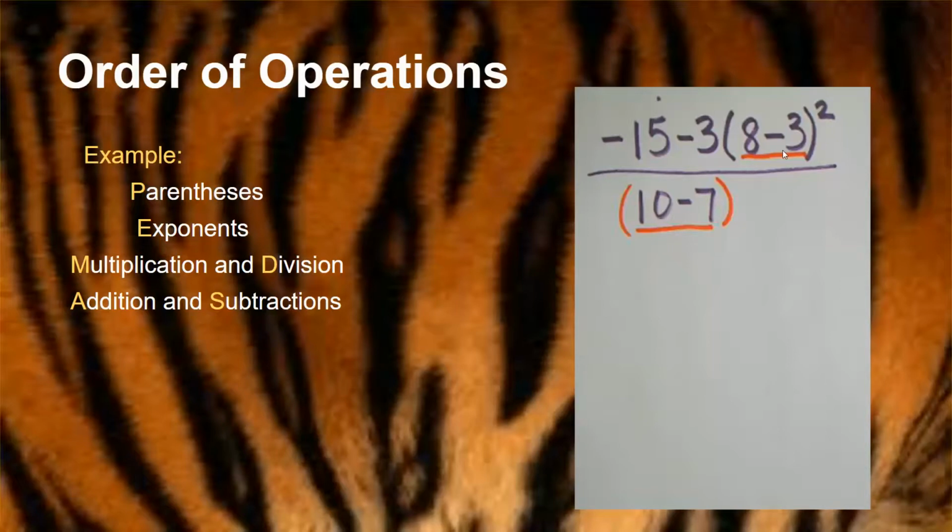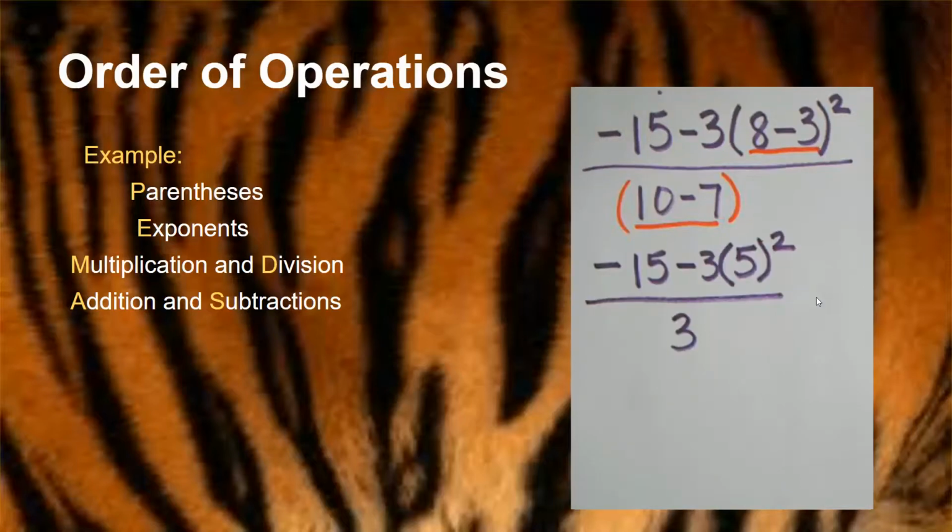8 minus 3, we can do that. That's 5. 10 minus 7, well, that's 3. So I'm going to rewrite everything else. So negative 15 minus 3 parentheses, there's a 5 in there, squared, divided by 3.